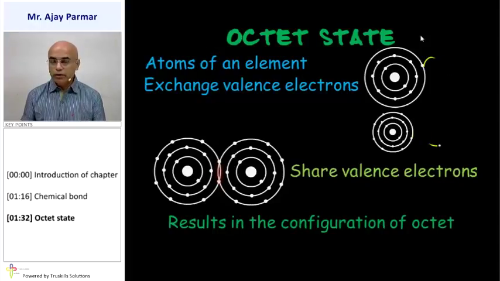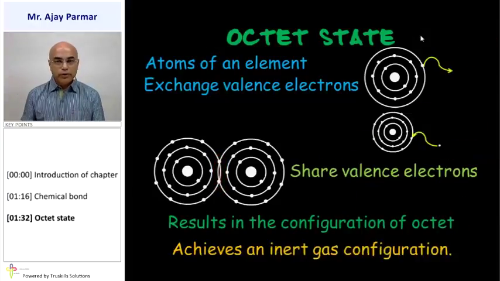Because in helium, the outermost orbit is the first orbit, and because of that reason, it will obtain the state known as duplet, and therefore the resultant state would be outermost orbit completely filled. In doing so, an atom of that particular element will achieve a configuration which is similar to that of the inert gas configuration.